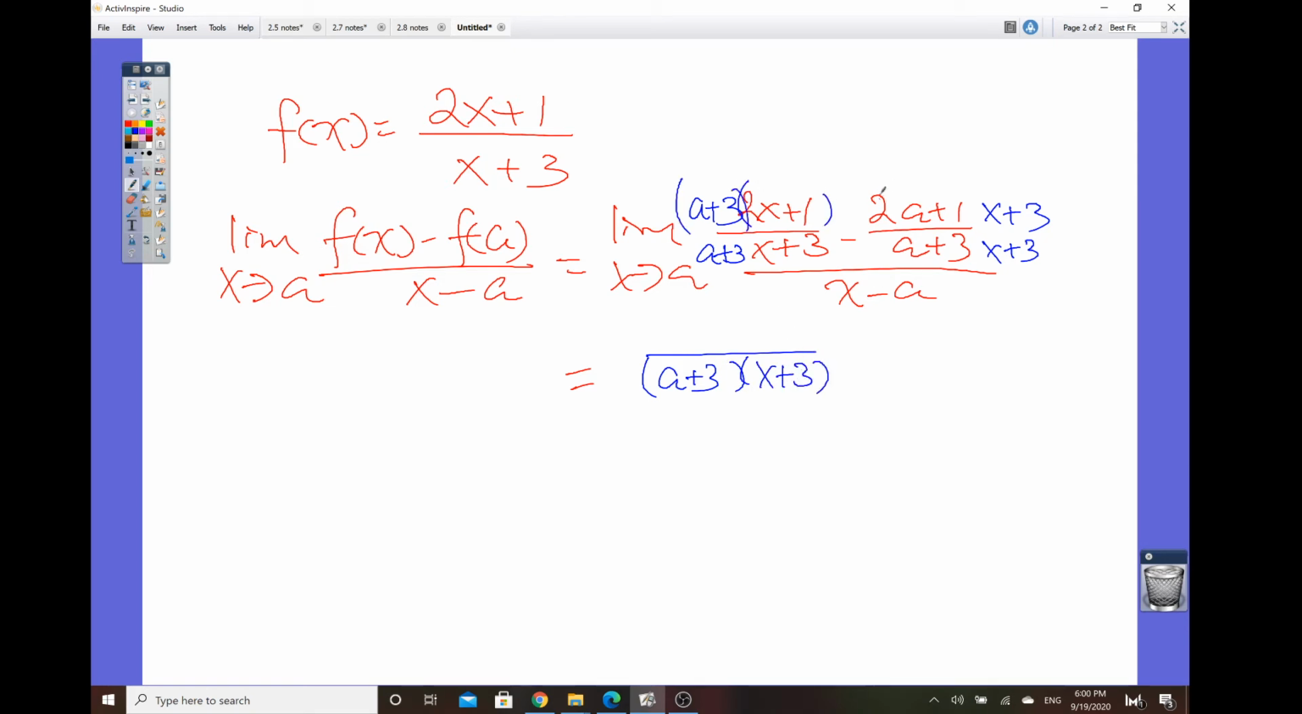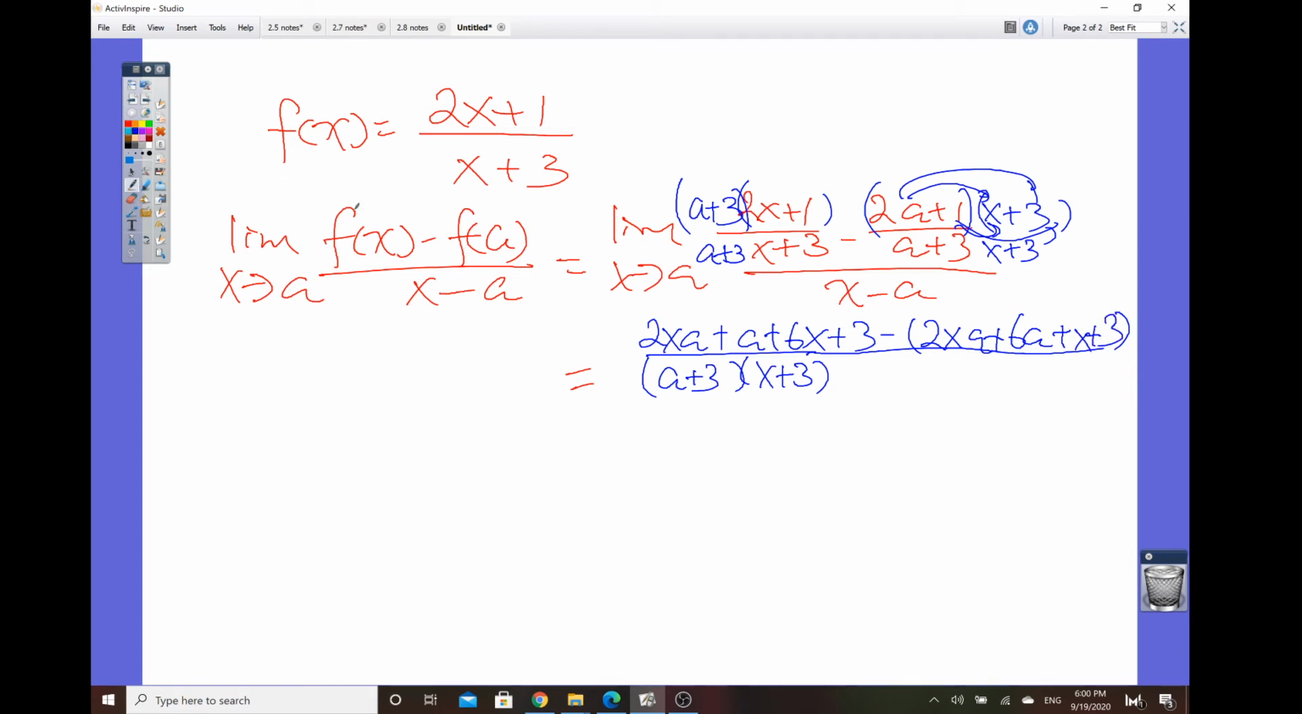And now what about the numerator? Well, from here, we definitely want to FOIL. So a times 2x, that'll be 2xa. a times 1 is a. 3 times 2x is 6x. 3 times 1 is 3. And then minus the whole quantity of this one, again FOIL, first, outside, inside, last: 2xa, then 2a times 3 is 6a, 1 times x is 1x, and 1 times 3 is 3.